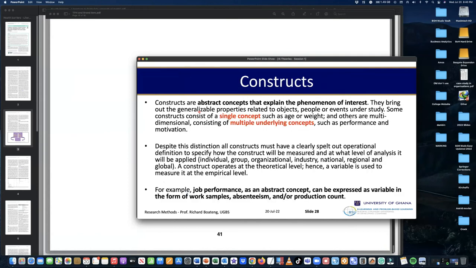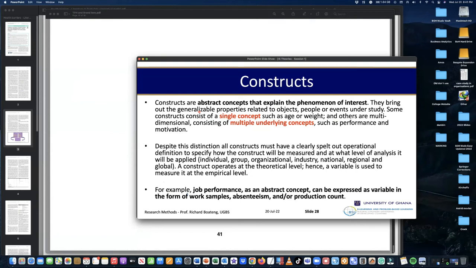Okay, so as I mentioned earlier, constructs are abstract concepts that explain the phenomenon of interest. They bring out the generalizable properties of related objects, people, or events in the study. Some constructs can be a single concept, whilst others can be multiple. So, for example, we saw earlier that forgiveness is a multidimensional construct. Remember, you mentioned different aspects of forgiveness, the affective part, the emotional part.